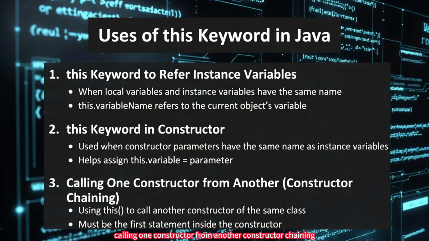Calling one constructor from another, constructor chaining. Sometimes, a class has multiple constructors, and one constructor needs to call another constructor of the same class. In this case, we use this. This is called constructor chaining. Very important rule: this must be the first statement inside the constructor. Otherwise, Java will give an error.